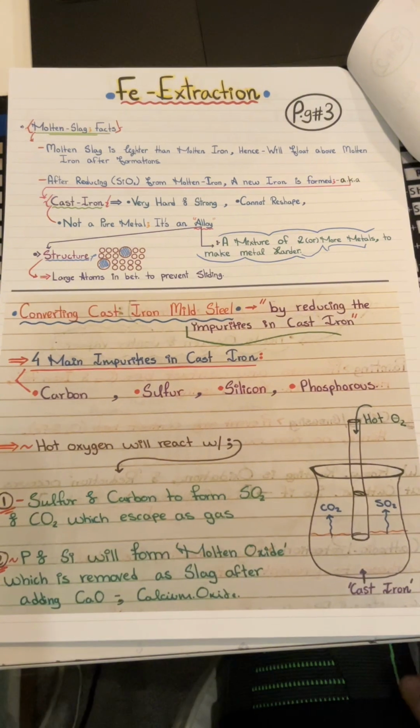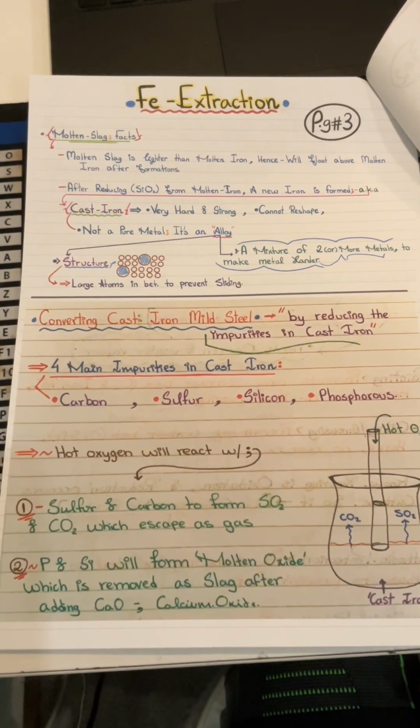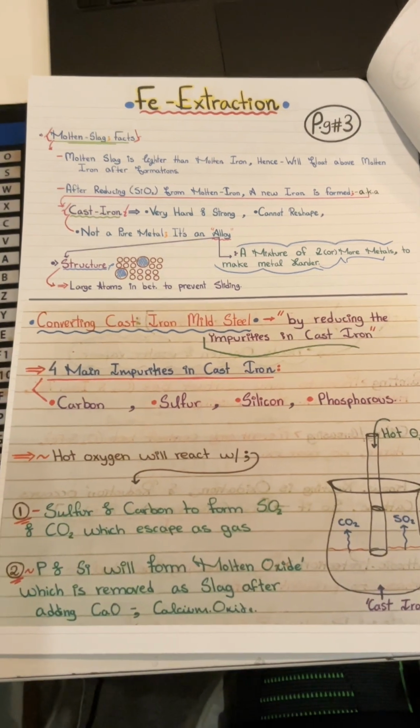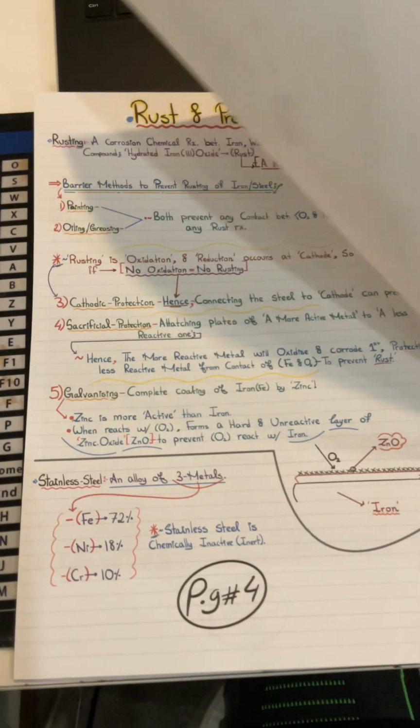To remove the further impurities, phosphorus and silicon will form molten oxide, and it will be removed as slag after adding calcium oxide to the blast furnace. Okay?